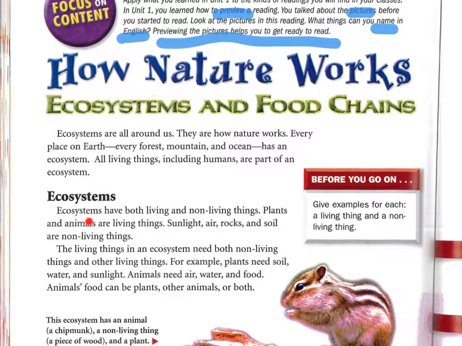Ecosystems. Ecosystems have both living and non-living things. Plants and animals are living things. Sunlight, air, rocks, and soil are non-living things. The living things in an ecosystem need both non-living things and other living things. For example, plants need soil, water, and sunlight. Animals need air, water, and food. Animals' food can be plants, other animals, or both.